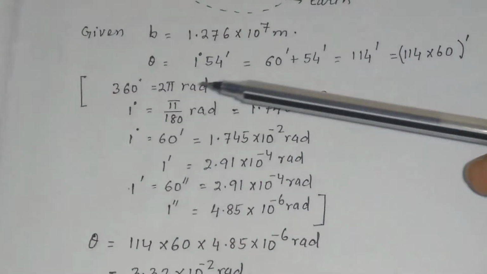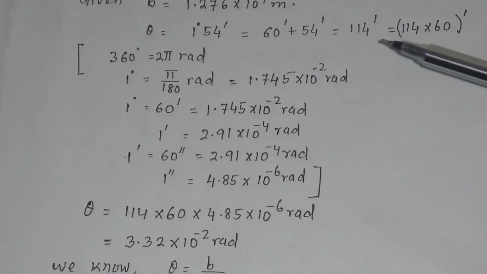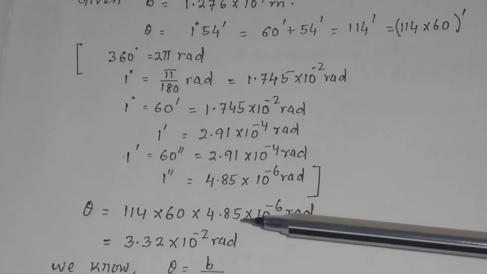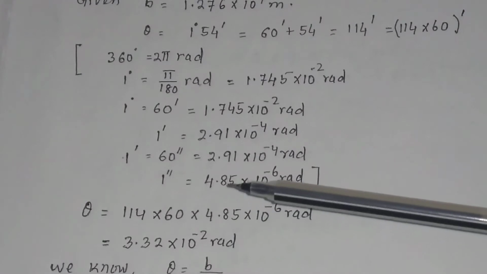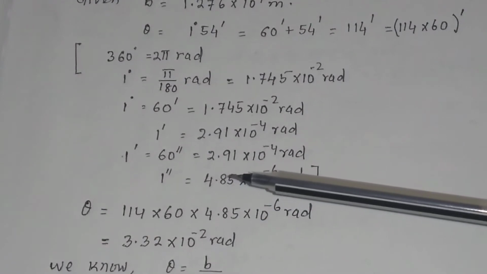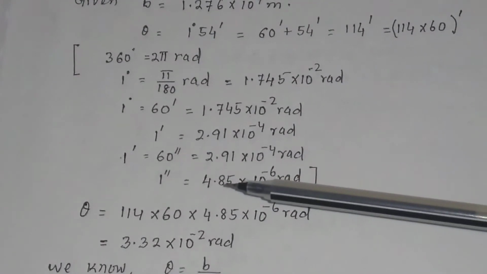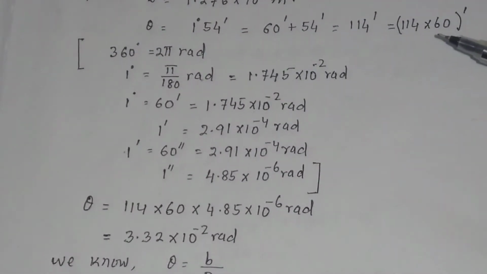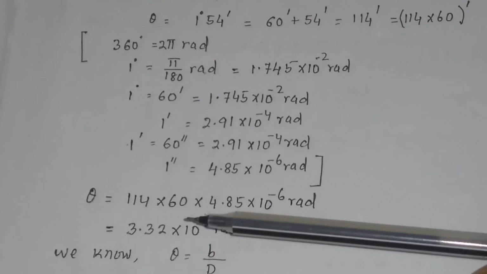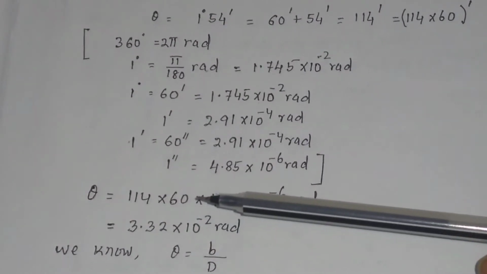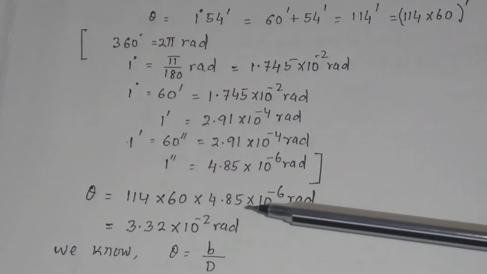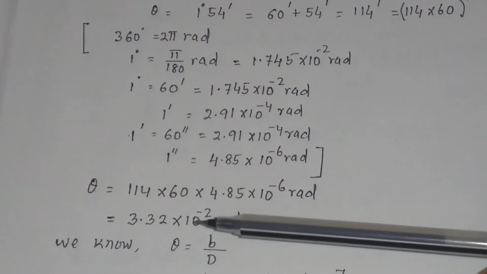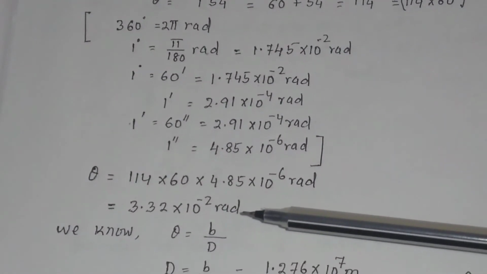So here we have calculated theta as 114 into 60 seconds. What will it be in terms of radian? 1 second will be equal to this radian, and theta is equal to 114 into 60 seconds. So the total radian will be equal to 114 into 60 into 4.85 into 10 to the power minus 6 radian. So this will be equal to 3.32 into 10 to the power minus 2 radian.